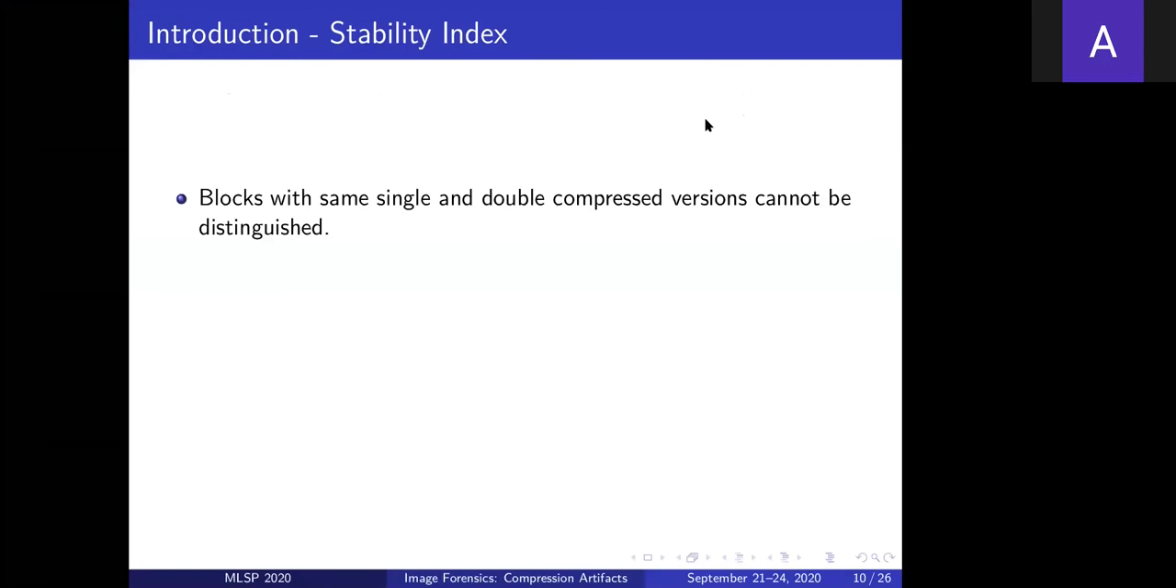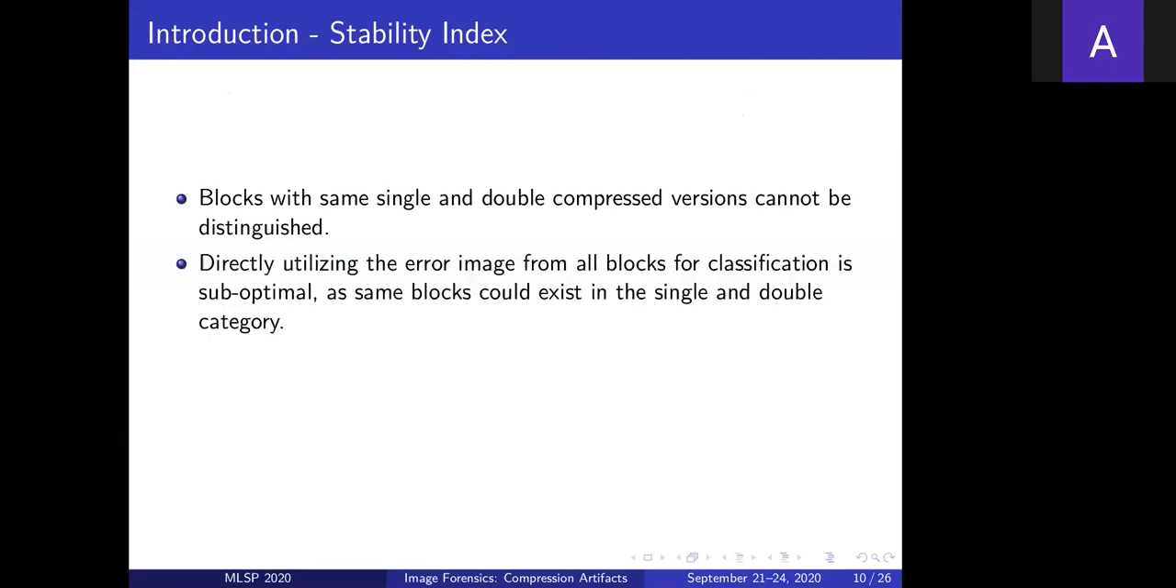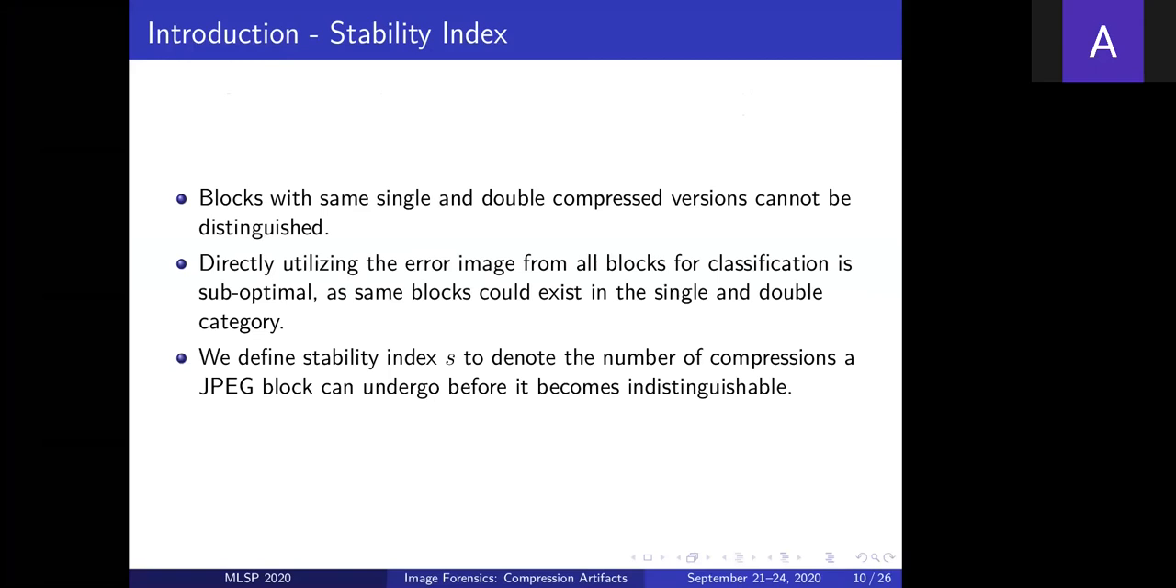Now it is important to note that single and double compressed blocks may not always be distinguishable. And thus directly utilizing all single and double compressed blocks from a JPEG image is suboptimal as it would involve many similar blocks in both categories. To handle this, we define a new term, stability index, to denote the number of compressions a JPEG block can undergo before it becomes indistinguishable.